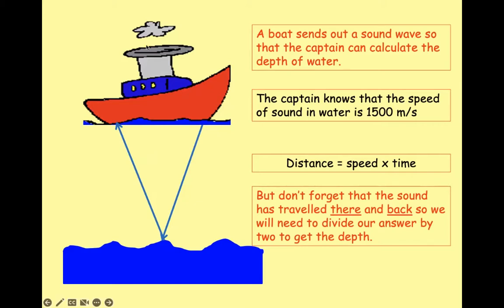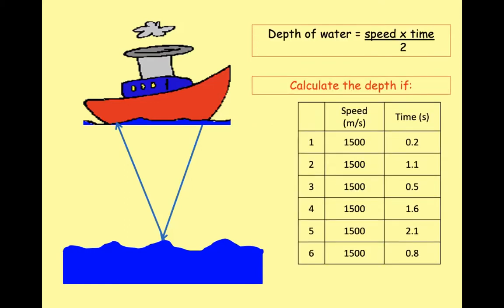So if you are a captain of a ship, you have to use this formula: distance equals speed times time. Based on the timing they come back, you multiply by the water speed, 1,005. From there, you will get the distance, but you have to divide by 2 because the sound travels there and back. Therefore, you need to divide by 2 to get the water depth. All right. So calculate the depth if the time taken is 0.2, 1.1, 0.5, 1.6, 2.1 or 0.8. This one you can do at your own timing. Don't worry, no issues about that.